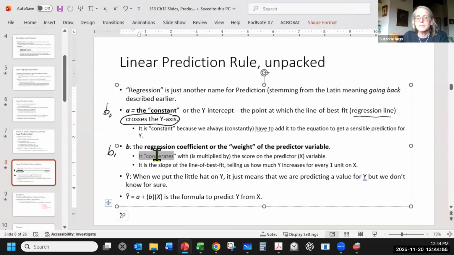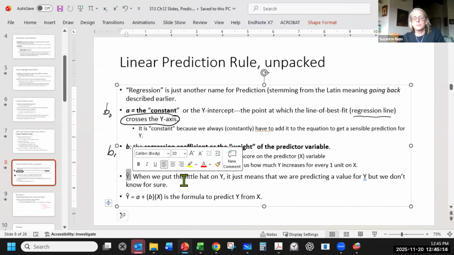So B is multiplied by the predictor score X, and it also represents the slope of the line of best fit. It tells us exactly how much Y increases for every 1 unit on X. And of course, Y hat just means that we're predicting a value for Y, but we don't know for sure.